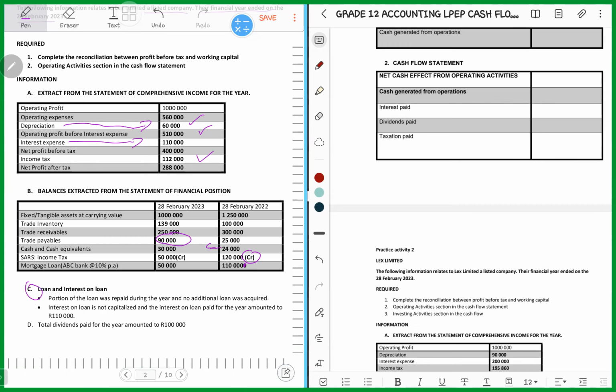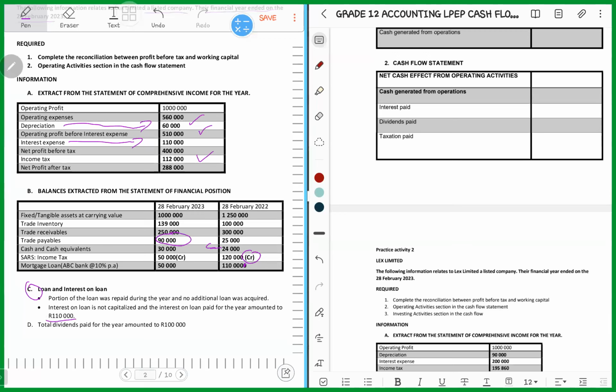Then on information C, they are saying loan and interest on loan. They are saying the portion of the loan was repaid during the year and no additional loan was acquired. Remember, if they are making loan repayments, it means that cash is leaving the business. That is cash outflow. Then again, they're saying interest on loan is not capitalized, and the interest on loan paid for the year amounted to 110,000.